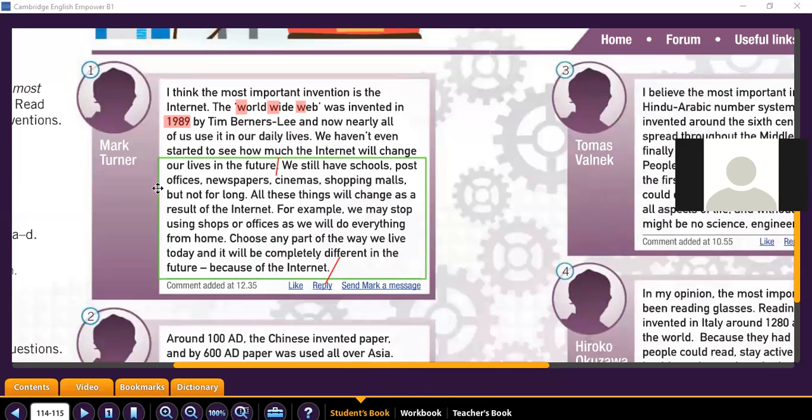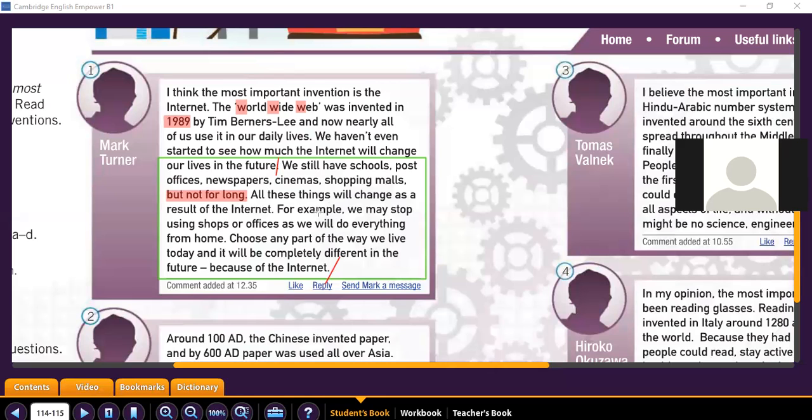So, what does it mean, this phrase? ¿Qué significa este? But not for long. No por mucho más tiempo. Exacto, aquí nos dice, todavía tenemos escuelas, oficinas, ¿no es cierto? El periódico, los cines, pero no por mucho tiempo, but not for long. All these things can change as a result of the internet. Si todo esto puede cambiar por el internet. For example, we may stop using shops or offices as we will do everything from home.